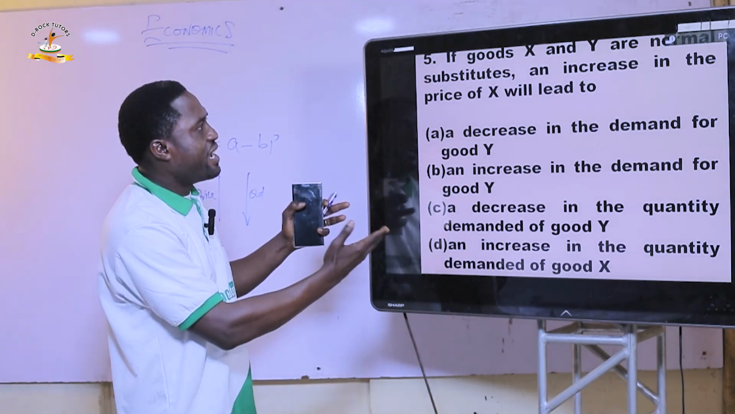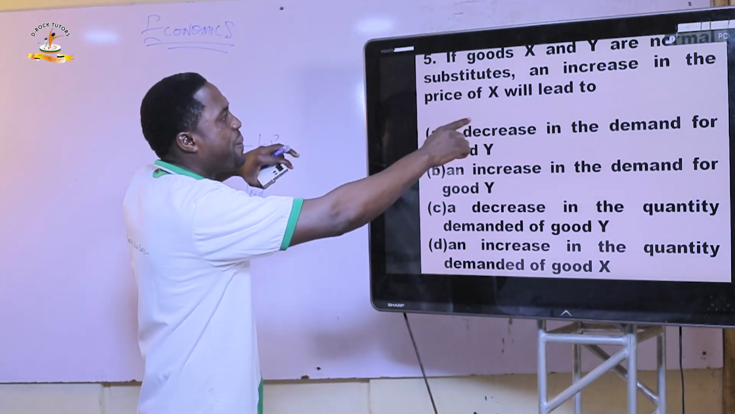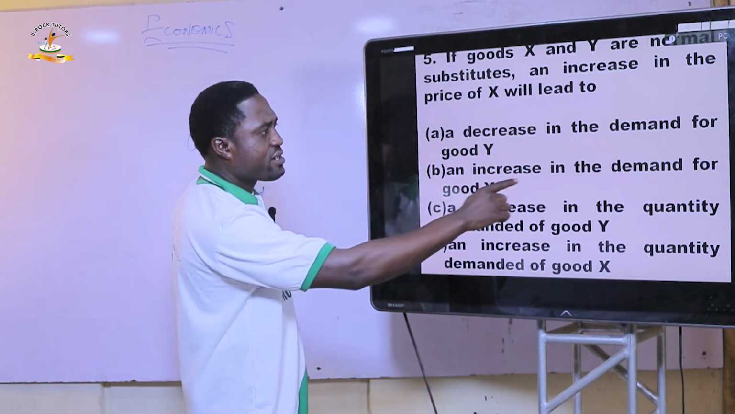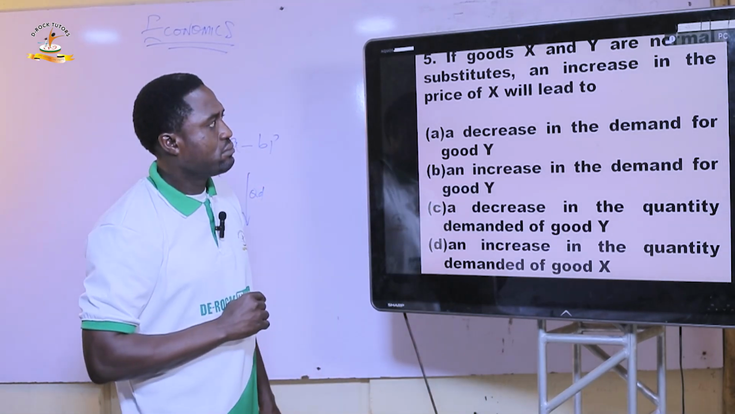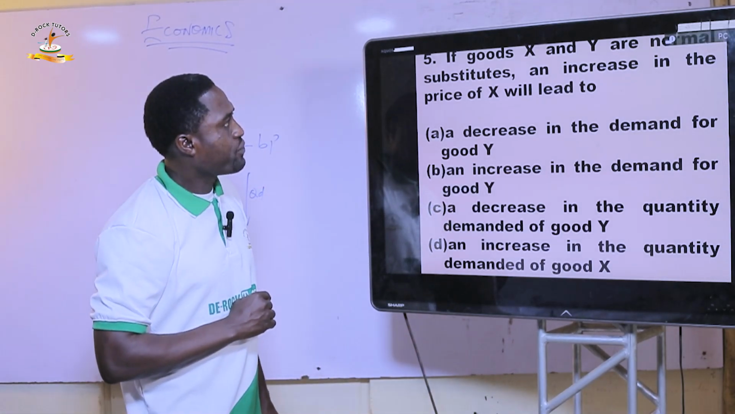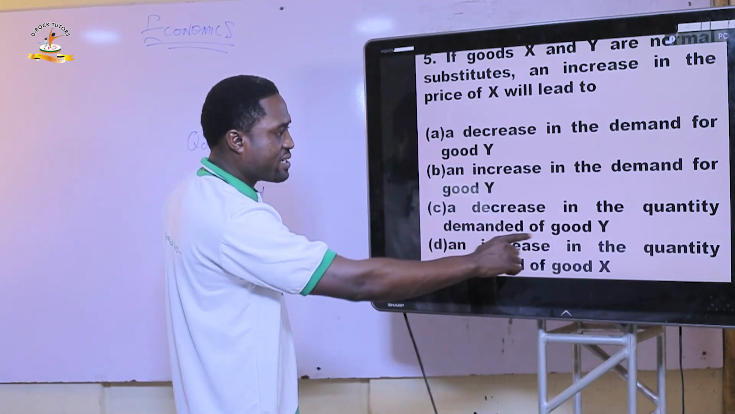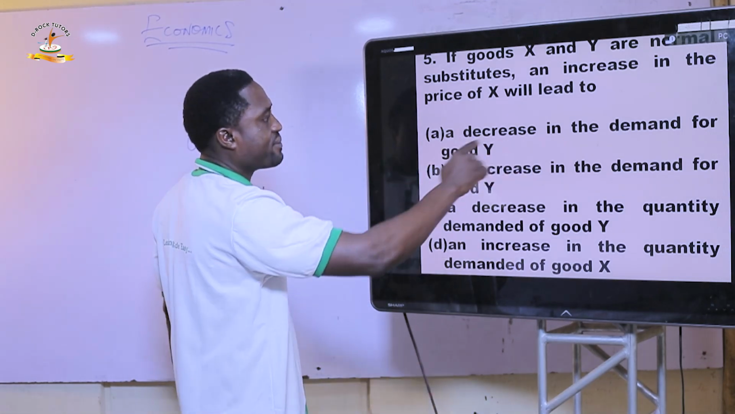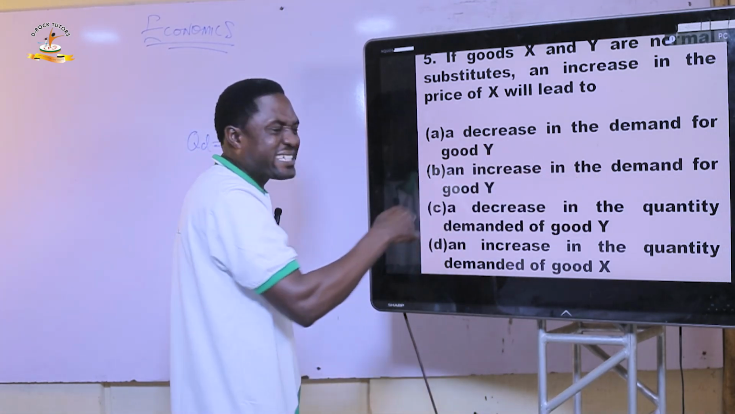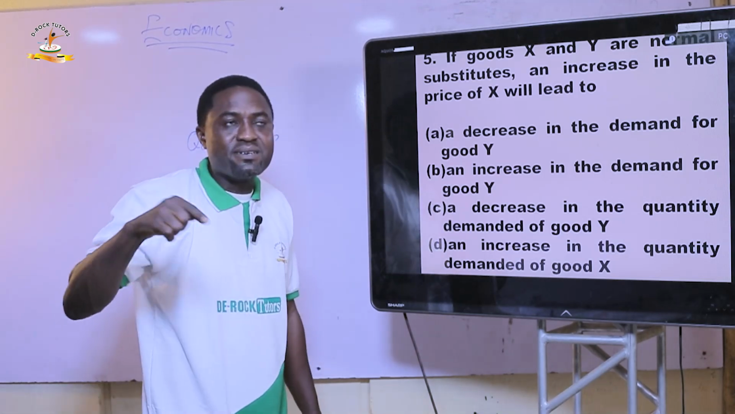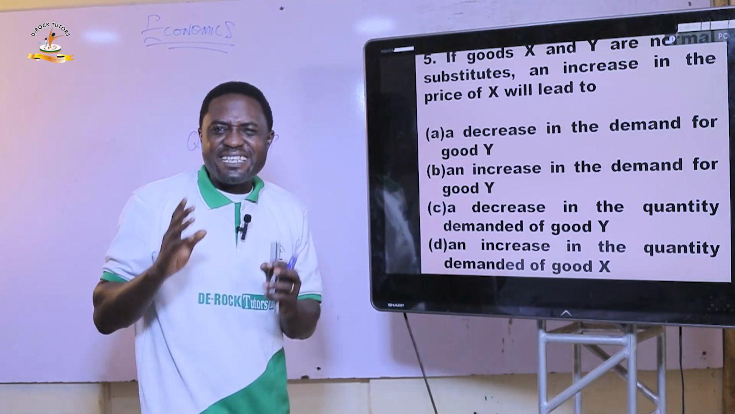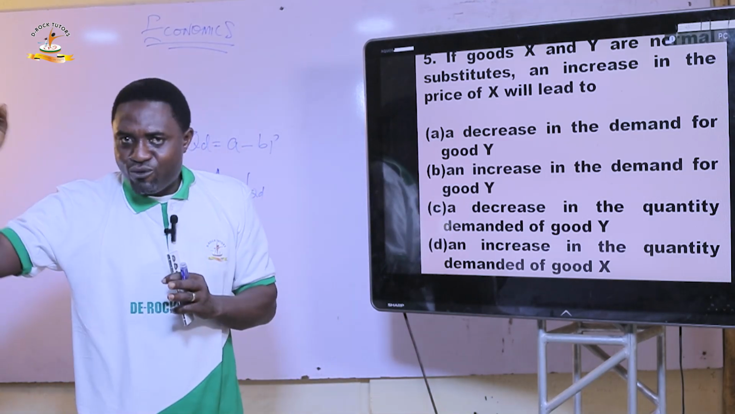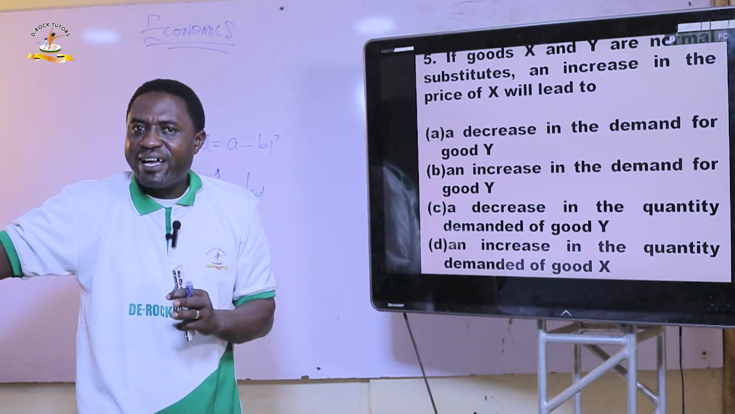So what are they saying here? If goods X and Y are normal substitutes, an increase in the price of X will lead to an increase in the demand for Y. So let's look for demand for Y. An increase in the demand for good Y. You understand? It is an increase in the quantity demanded for good Y. Because an increase in the price of X will make people swap to buy more of good Y. So automatically, the quantity demanded for good Y will increase.